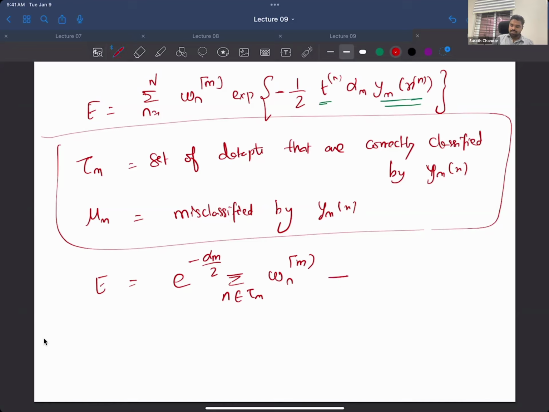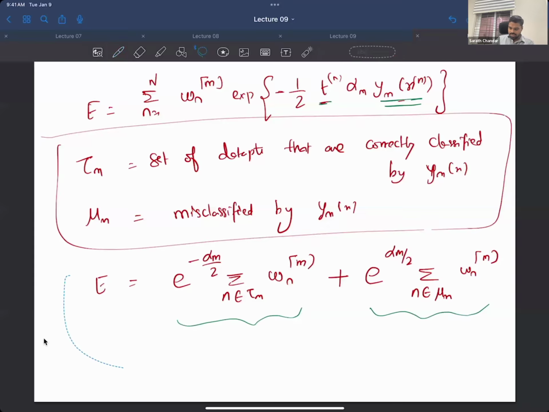Now for wrongly classified examples, this is going to become minus into minus, which is plus. So it's going to be e power alpha m by 2 summation n belonging to mu m wn of m. So all I have done here is split the error function into two different parts: one is the error for correctly classified examples, and the other is the error for misclassified examples. Is it clear? Okay, let me copy this to the next line.